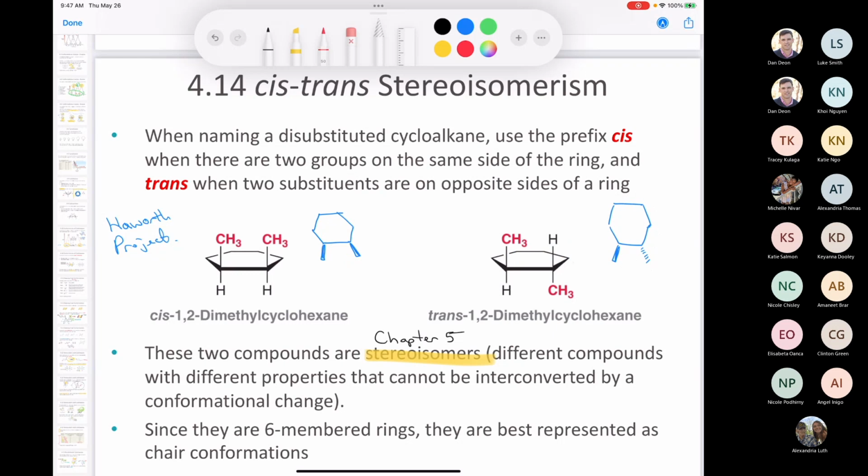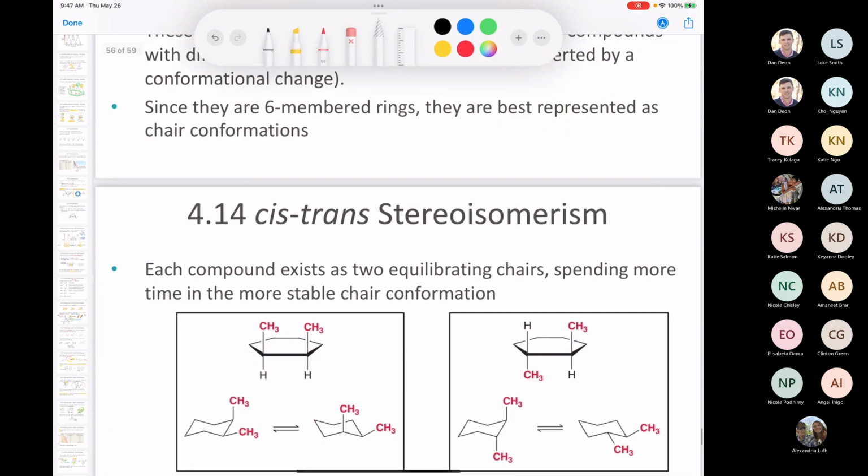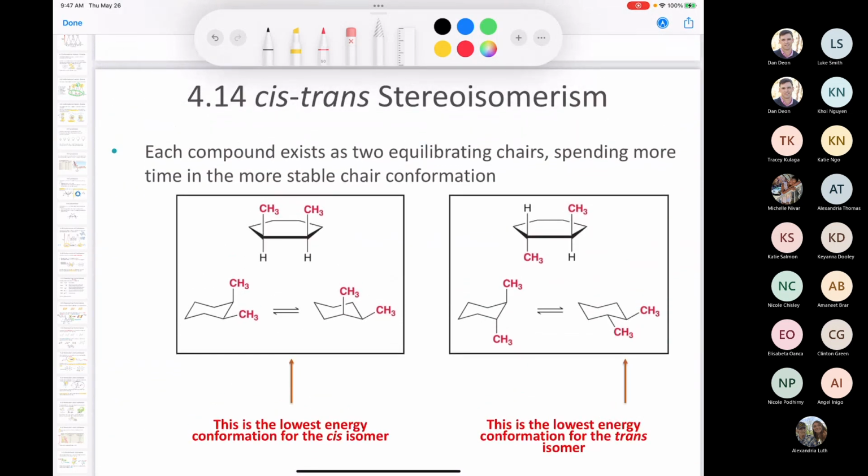But you need to know that when you have molecules that are cis and trans, we say that they're stereoisomers. They differ in the arrangement of the atoms in space. Now, you might say, this is all well and good if I just draw it in this way, but what if I look at a chair? What does it look like then? Well, of course, each compound is going to exist as two equilibrating chairs. When I have the cis compound, meaning both of the methyl groups are on the same side of the ring, in both conformations, both chairs, you have one substituent axial and one substituent equatorial.